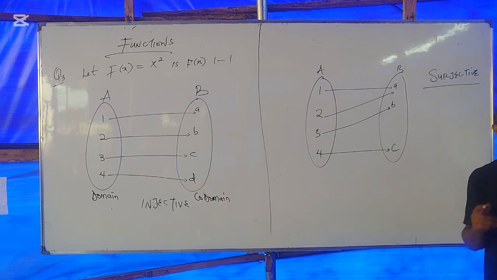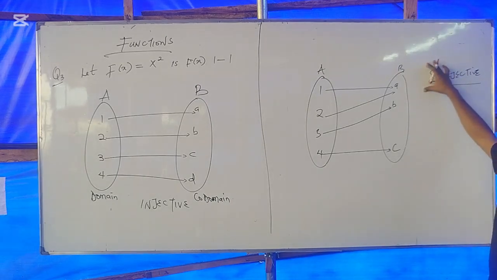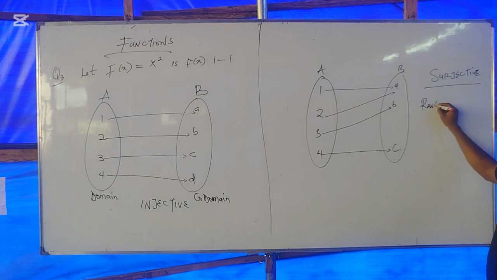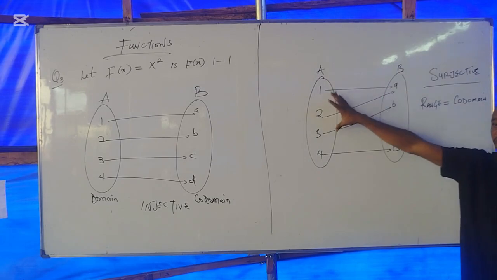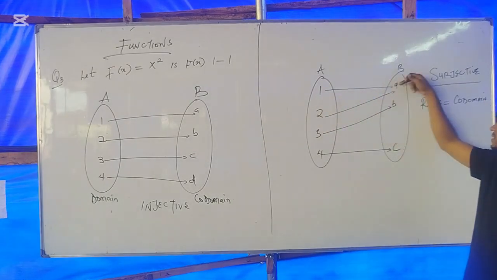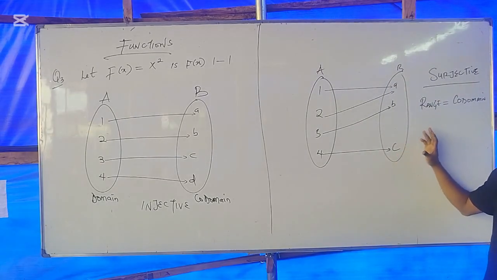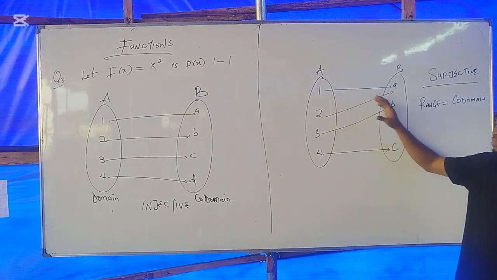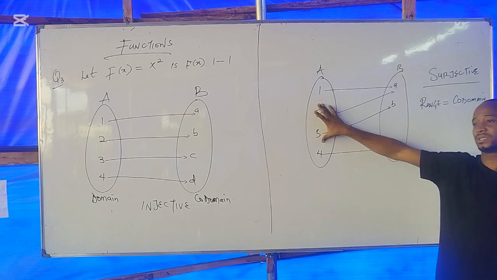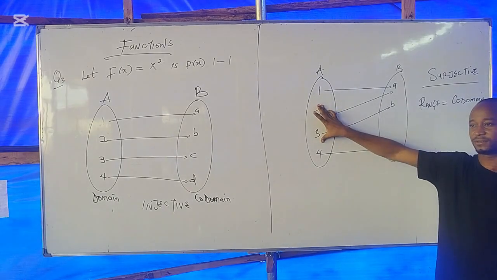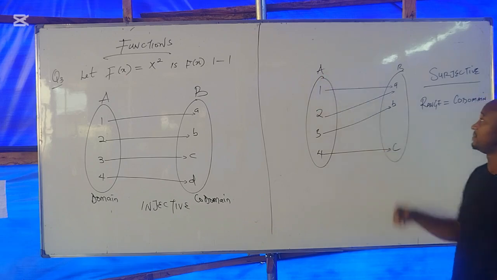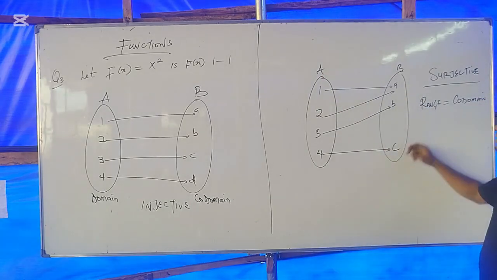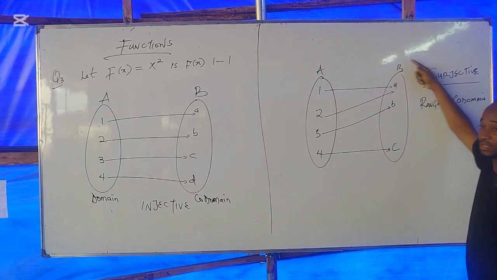Now, another way to identify an onto function is that your range will be equal to your codomain. What's the range? Range talks about the image of A. The image of A is A, B, and C. Image simply means the elements in B that are assigned to elements in A. So the image of A is simply A, B, and C. That same image is the same as your entire codomain.